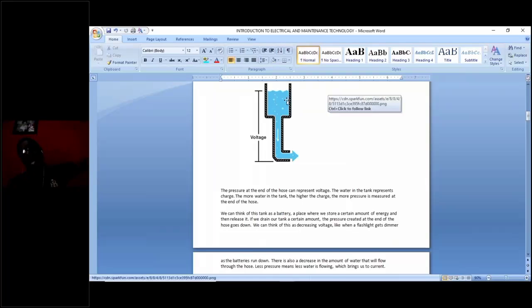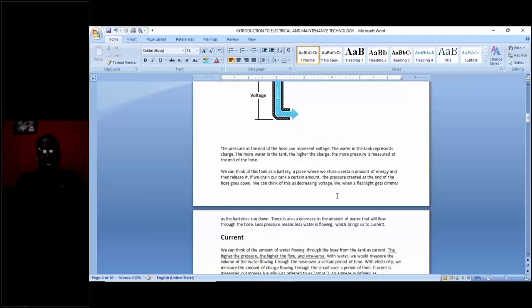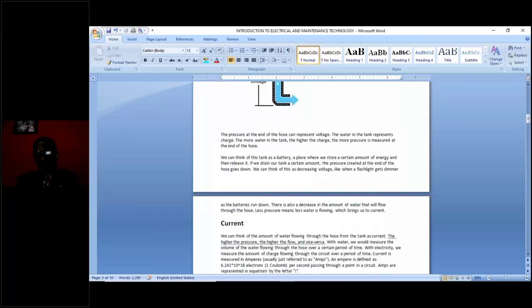That means if you keep adding more water, meaning if there is more charge, the higher the pressure, that means the voltage at the end of the tank. So you can think of this tank as a battery, a battery where we store a certain amount of energy and then release it.